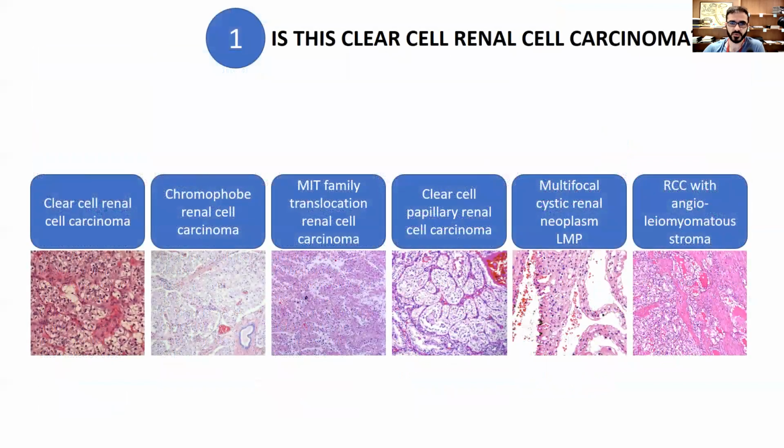Let's start with the first question. Is this a clear cell renal cell carcinoma? That is the most important question that we are going to ask in tumors with clear cell cytology, because that's what matters most for our urologic colleagues. Right now, the treatment availability is very high in clear cell renal cell carcinoma, and everyone wants to hear about that first.